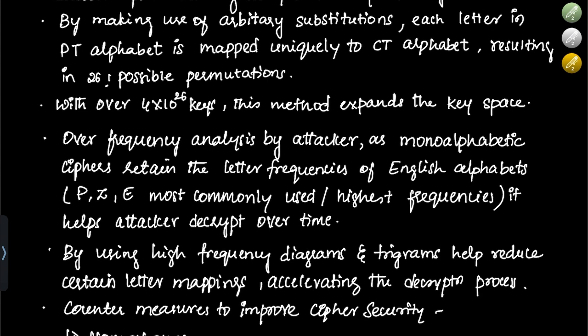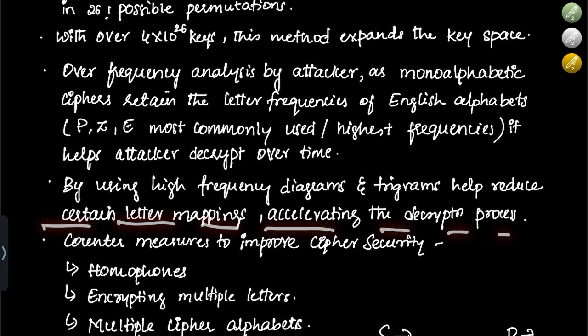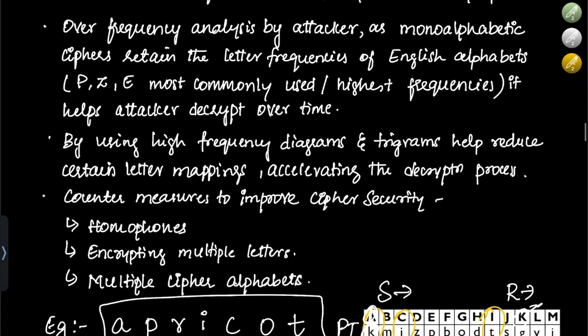So in order to avoid such situations, we'll have to make use of high frequency digrams. By making use of high frequency digrams or trigrams, we can retain the certain key level letter mappings, accelerating the decryption process. So it could be like you can exploit the language irregularities. So the countermeasures include homophones.